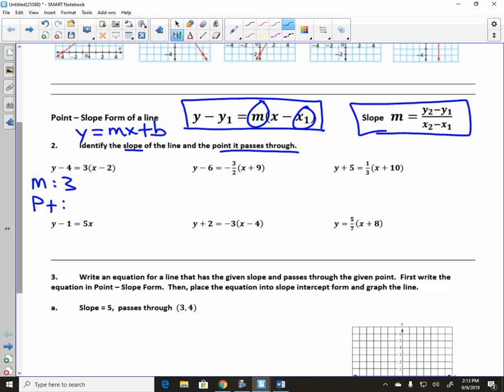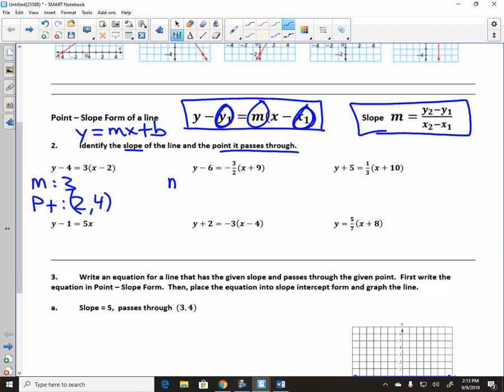This is the x value. This is the y value. X value, y value. So what's the x value that this passes through? 2. And what's the y value? So you can see as you look at that, some people might say -2, -4. It's opposite of what you think. Opposite of what you think.